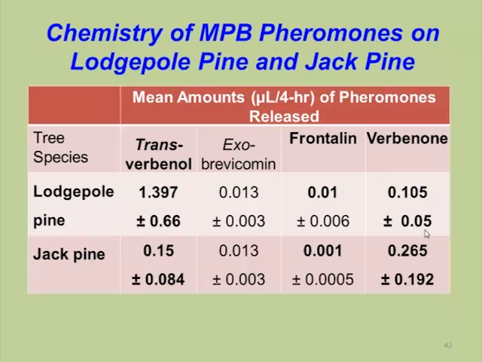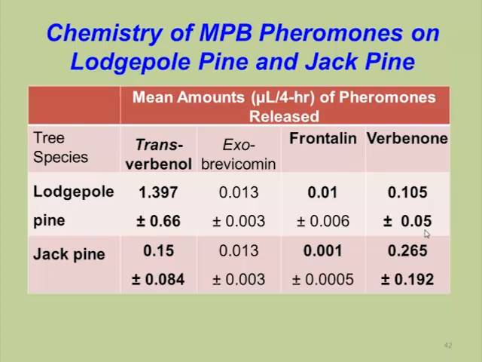What we have here, again, is lodgepole pine and jack pine. We have trans-verbenol, and as you've seen here, trans-verbenol is a female pheromone. Females produce more pheromone, about 9 times more on the lodgepole pine than the jack pine. That has a significant impact. Exo-brevicomin, similar. Frontalin is about 9 or 10 times more on the lodgepole pine.